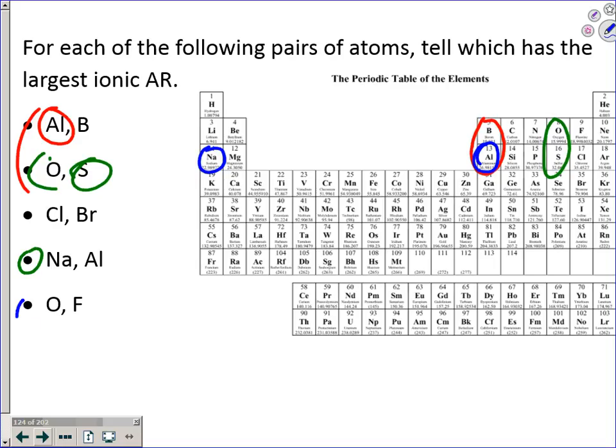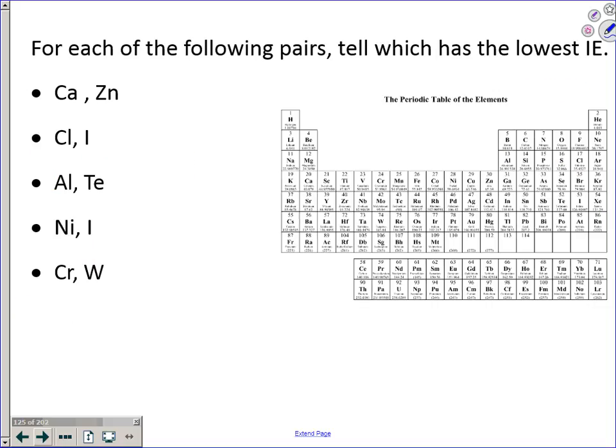Last one, oxygen and fluorine. Take a second. They're here. All right, 3, 2, 1, answer. Oxygen, because oxygen has a lower Zeff. So this one has 8 protons and fluorine has 9 protons. 8 protons does not pull on its valence shell of electrons very well. All right, keep going. Do the first 3.